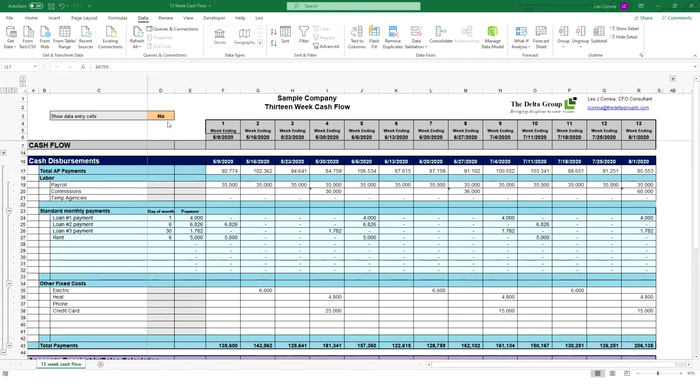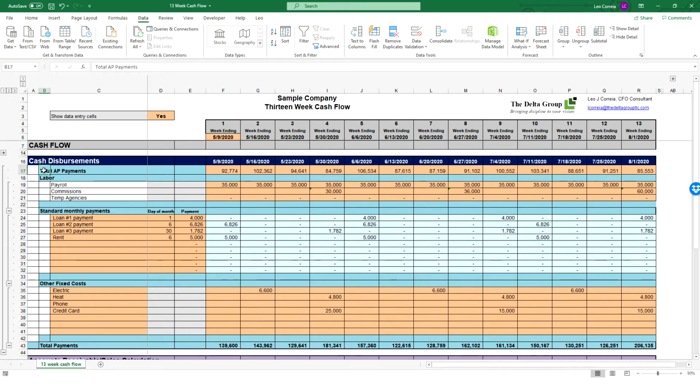So first of all, what we're going to do here is turn on our data entry cells so we can see what our data entry sections are. Obviously we have the week ending that we can work with, and we've probably already established that when we start putting the cash flow together. But I want to point out that there are 4 major sections of the cash disbursement section.